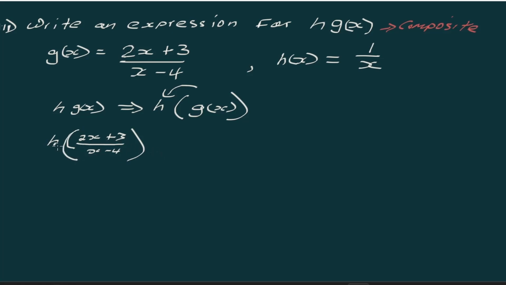So now we have this function here, and we know the function h is 1 over x. Into this function we're going to input function g of x, and since function g of x is equal to 2x plus 3 all over x minus 4, we're going to replace the entire x there with this entire bracketed content. So our answer will be 1 over 2x plus 3 all over x minus 4.